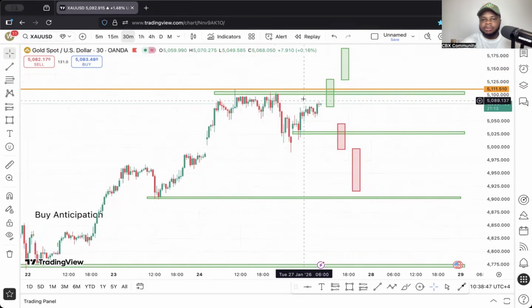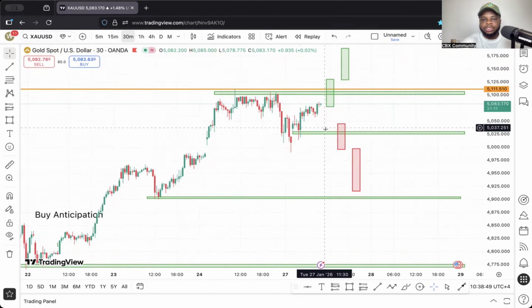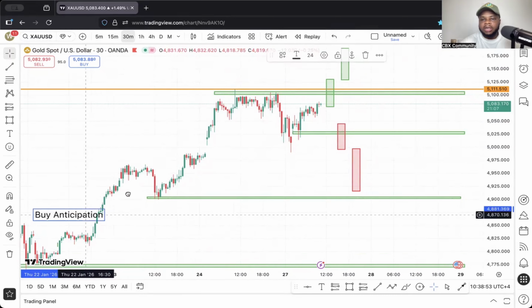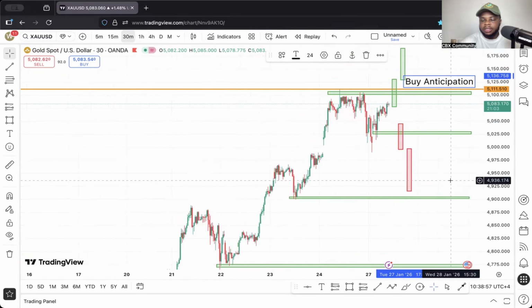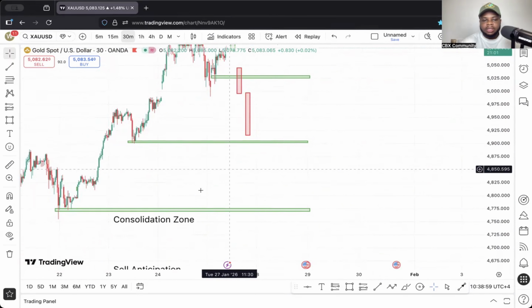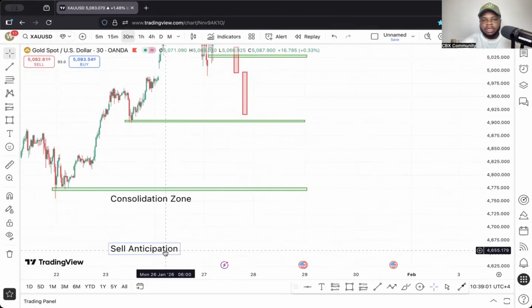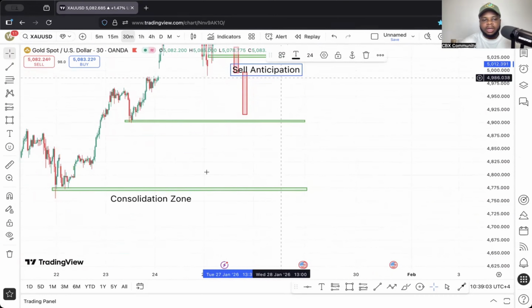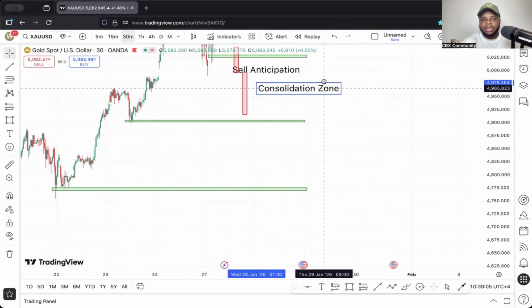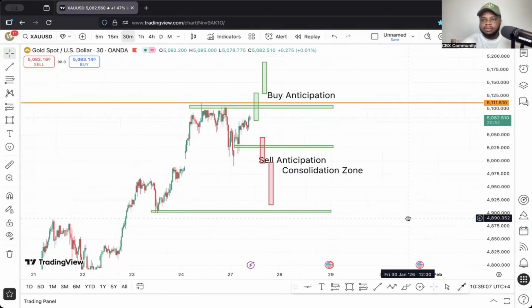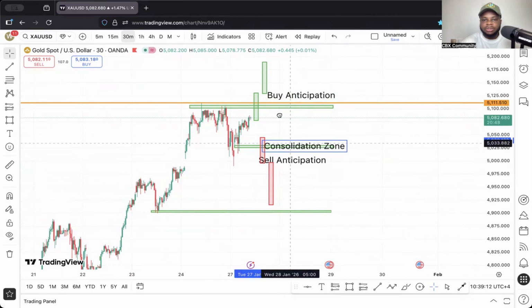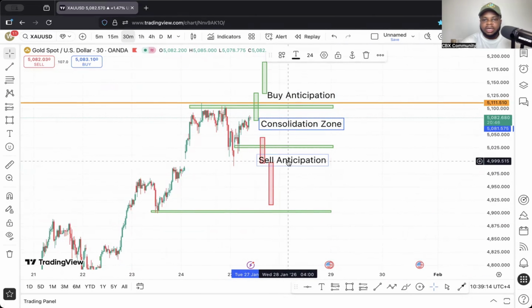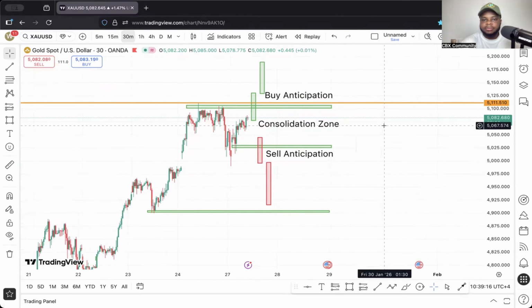So since from this resistance zone down to this support zone is being considered as a consolidation zone, let's move our buy anticipation over here. Let's see. Then let's bring our sell anticipation up here and our consolidation zone here. So from this resistance zone down to this support zone is being considered as a consolidation zone, and our sell anticipation will be here.